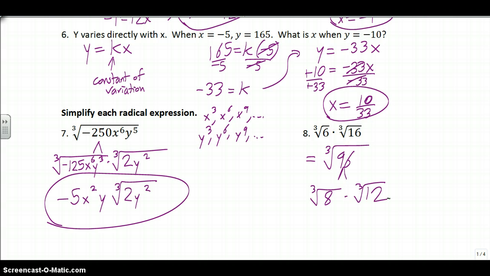Okay. Cubed root of 8 is, of course, 2. And then the cubed root of 12. There is no other perfect cube that goes into 12. So that is it.